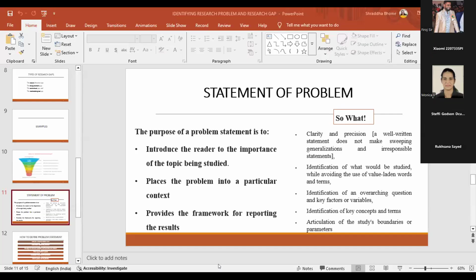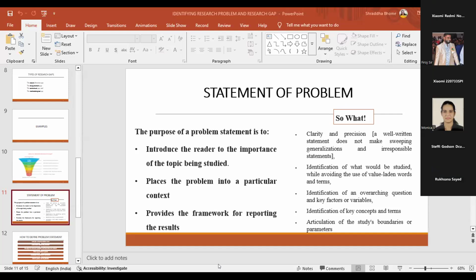What do you mean by statement of problem? Once the topic for research is selected, research cannot immediately start unless the specific problem is formulated, which is investigated. So we as researchers need to find out the proper gap, and then we need to come up with a proper research statement of problem.